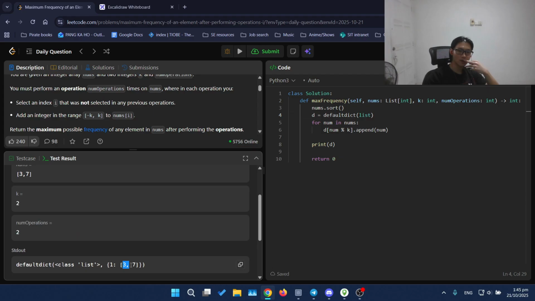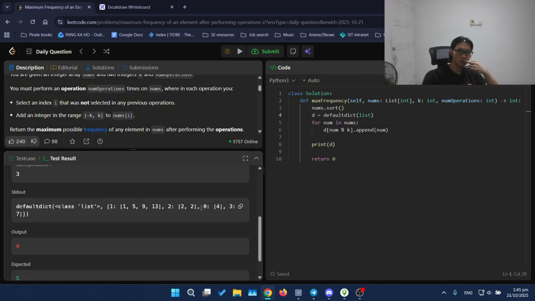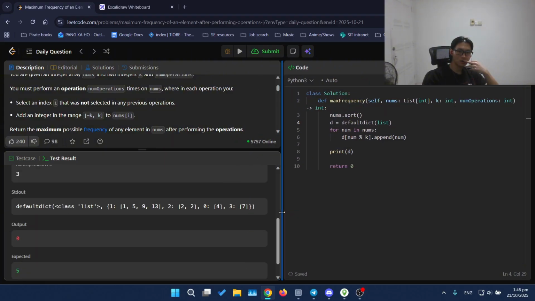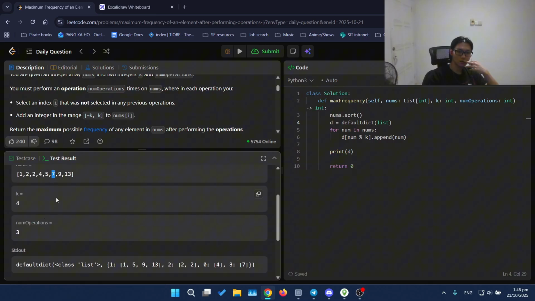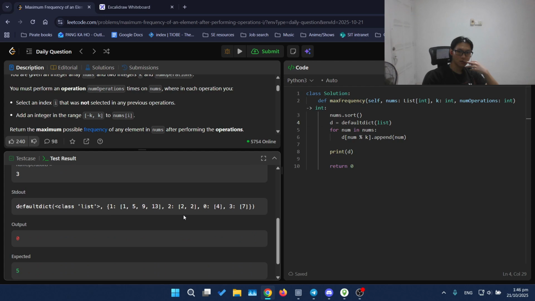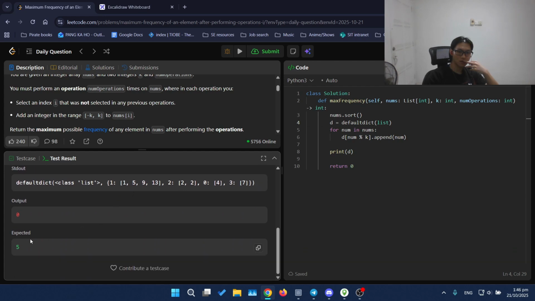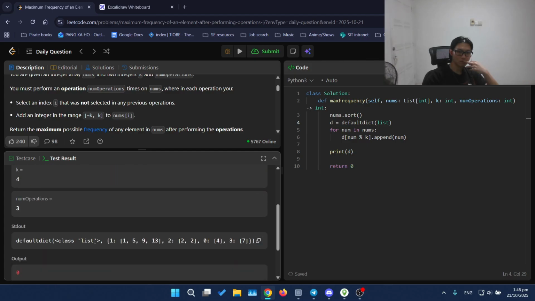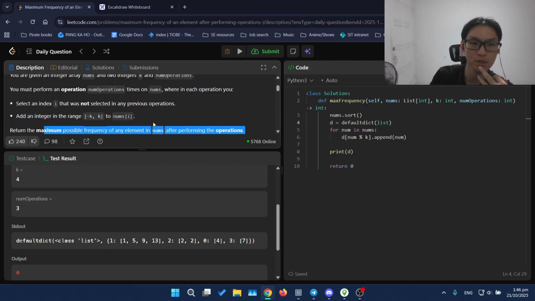Three, 7. Here, about here. 7. Answer here is 5. How is the answer here 5? The maximum possible frequency.